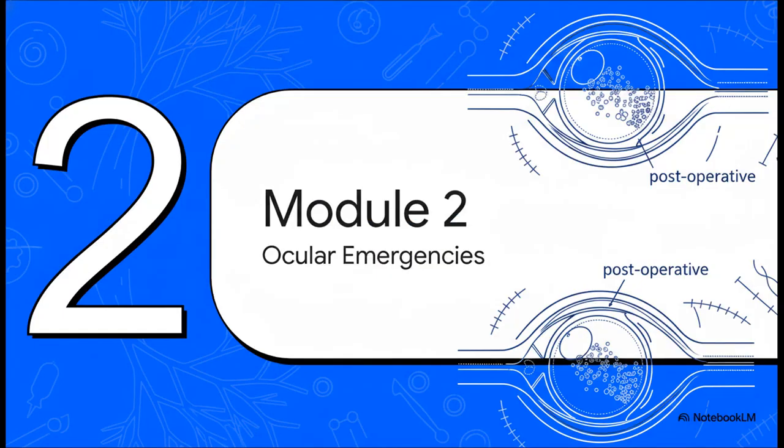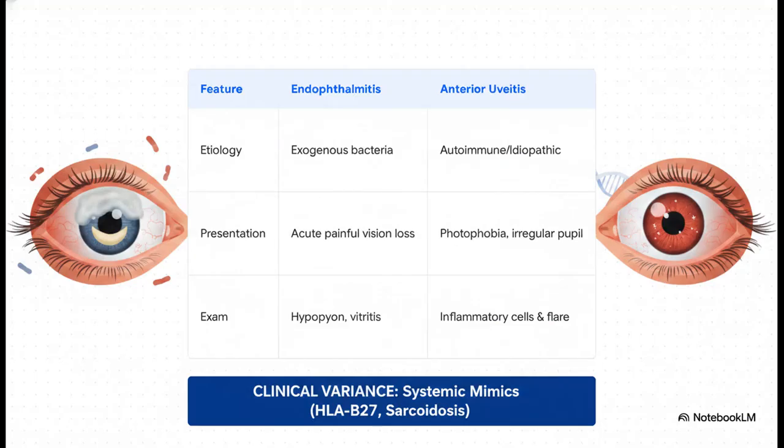Moving right along to Module 2, post-operative endophthalmitis versus anterior uveitis. We are now shifting to post-operative emergencies, specifically mastering the evaluation of anterior chamber accumulations. Applying our diagnostic decision matrix, we must perfectly contrast bacterial endophthalmitis against anterior uveitis, which is also known as iritis. Endophthalmitis is driven by exogenous bacterial inoculation. We typically see this within days to weeks post-cataract surgery or after penetrating ocular trauma.